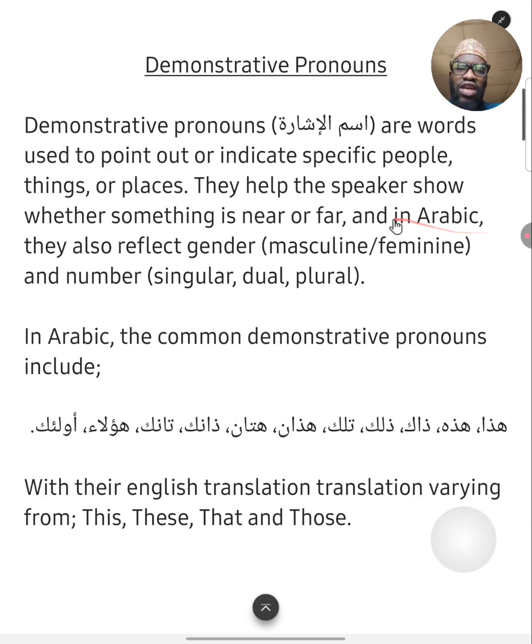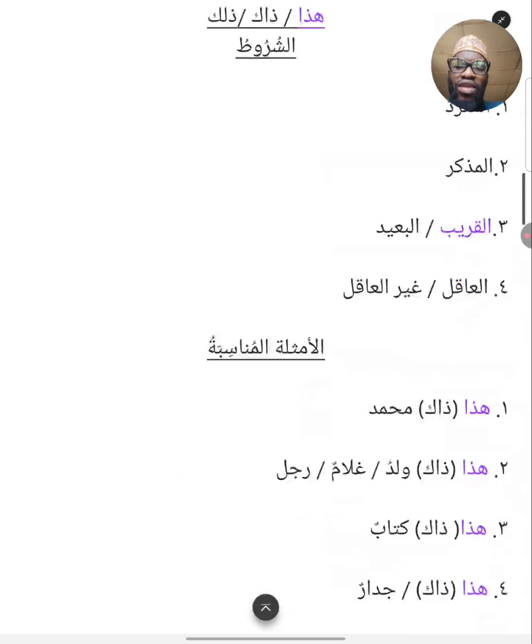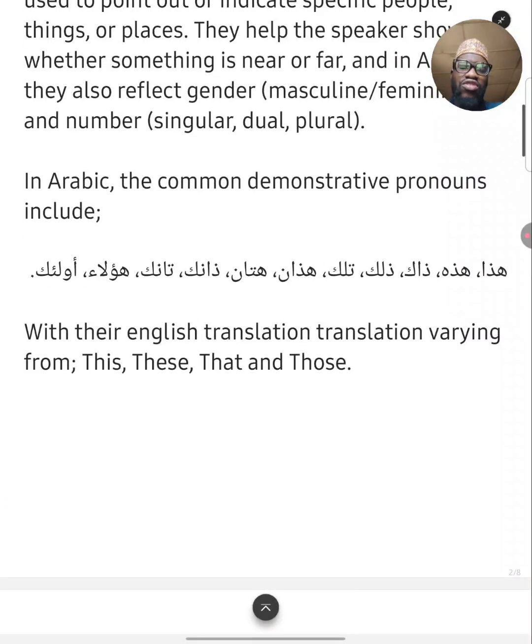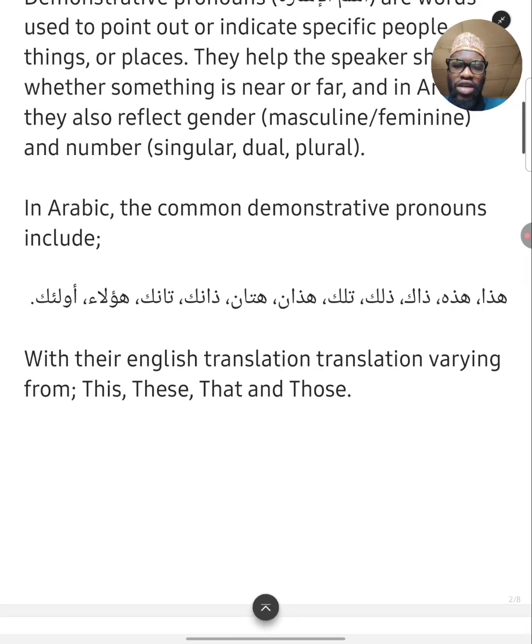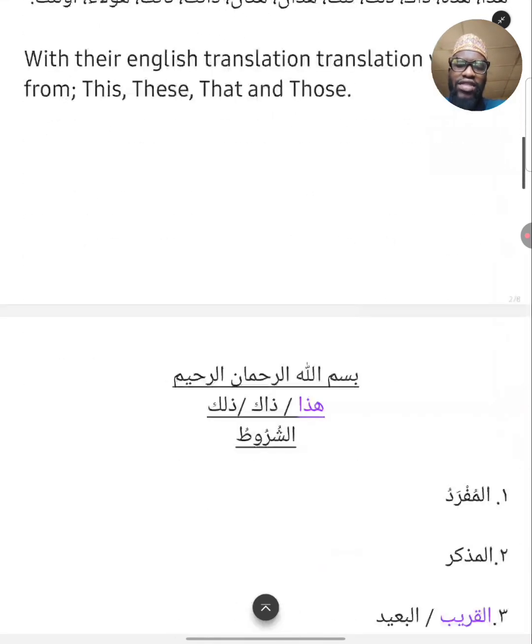So this is just an overview of what demonstrative pronouns are. Now, we'll be taking these demonstrative pronouns one after the other. I said here that in Arabic, the common demonstrative pronouns include, meaning we have many of them, but due to our current level, we'll be exploring just these few out of many. This is just about 11 demonstrative pronouns out of many, meaning we still have some that are not mentioned in this class.